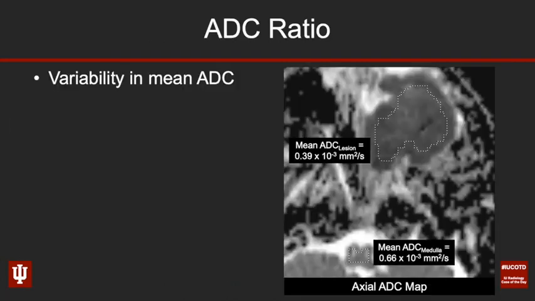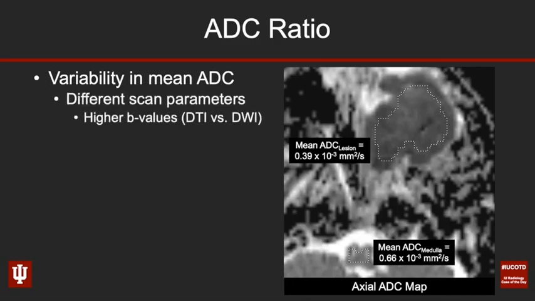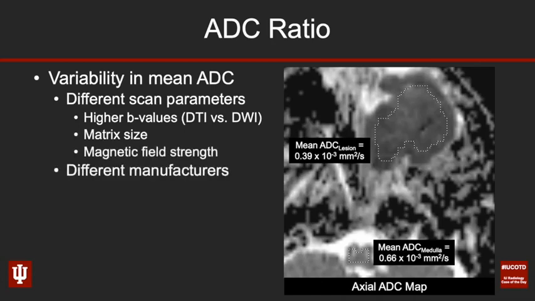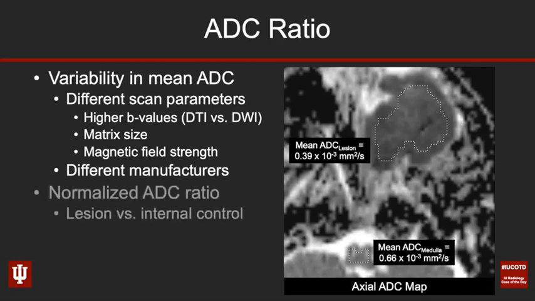As I said before, there's quite a bit of variability, though, in the mean ADC. Different scan parameters can alter that, particularly if you're using higher B values that you might encounter with DTI parameters versus DWI. The matrix size can play a role, as can the magnetic field strength. Additionally, different manufacturers and different models of scanners, even within a single manufacturer, can produce a fair amount of variability in the quantitative mean ADC measurements. And so for that reason, a lot of folks have started using a normalized ADC ratio.